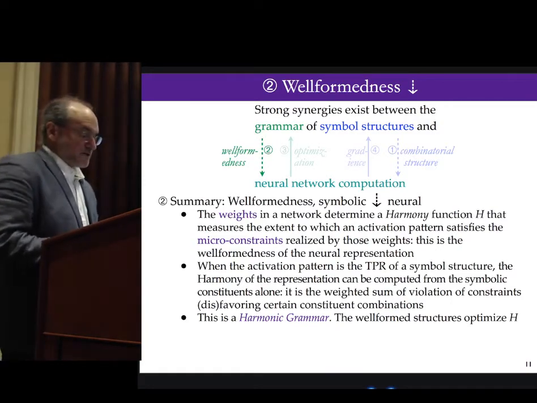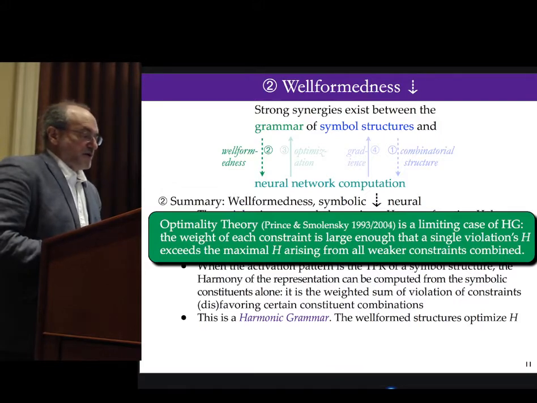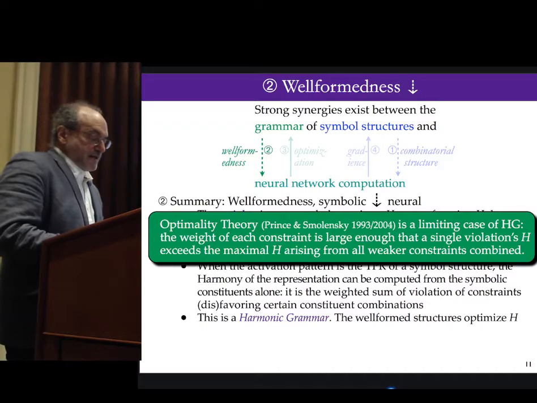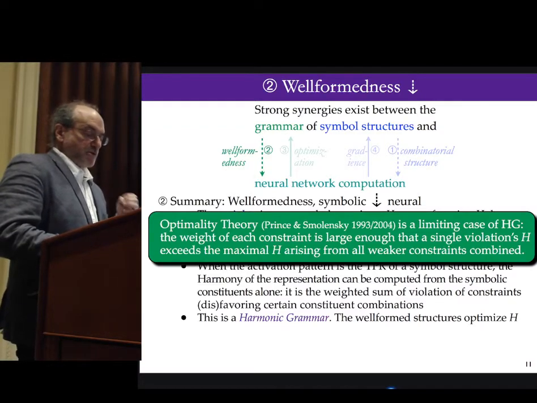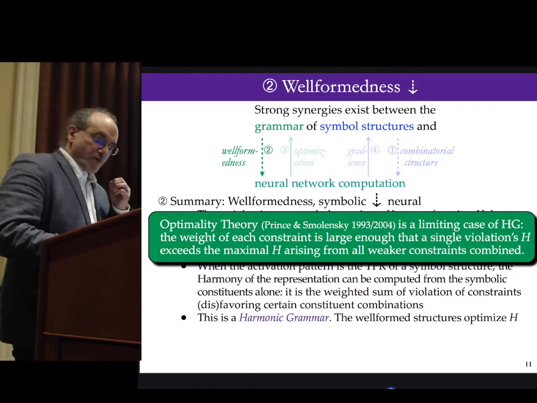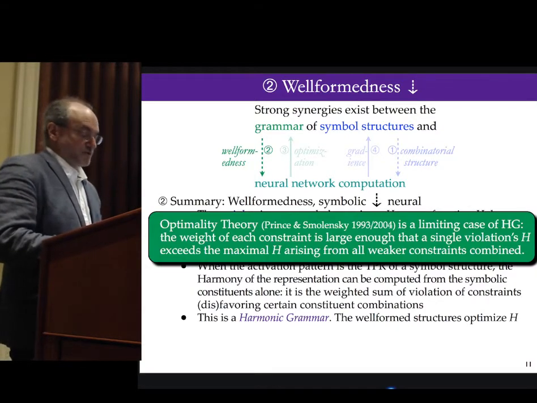Optimality theory is a limiting case in which the contribution to the harmony of each individual constraint must exceed the maximum possible harmony contribution arising from all weaker constraints combined. That's what gives strict domination of constraints.